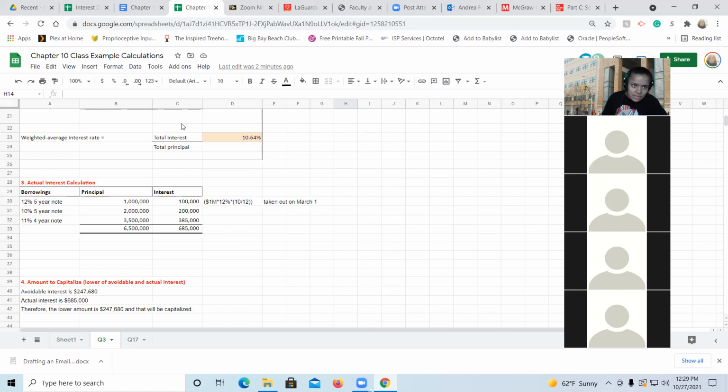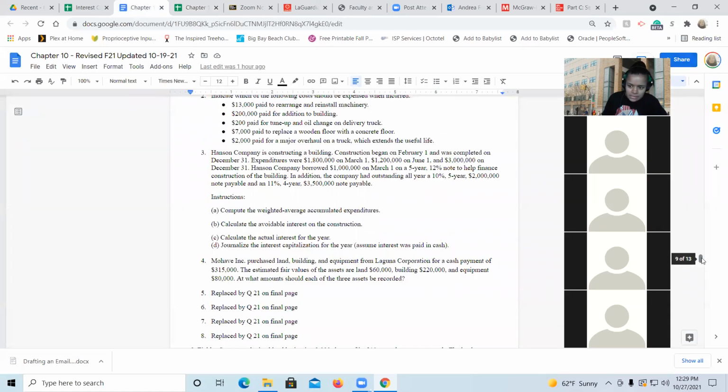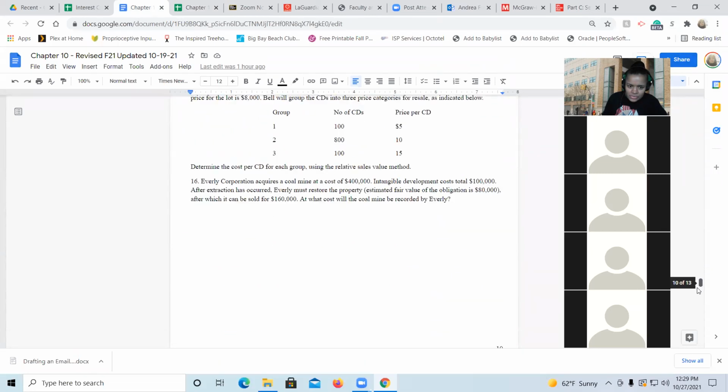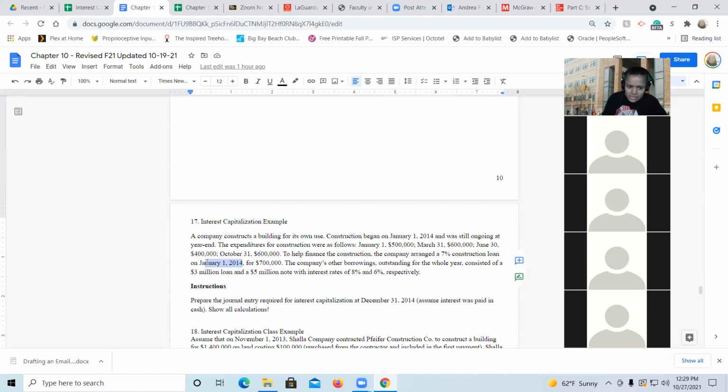Yes, because in this question, the debt wasn't taken out on March the 1st. It was taken out on January the 1st. So it's been outstanding for the whole year. I see. So 12 months out of 12 months. Okay. But 5 years. For this question three, it says borrowed 1 million on March first on 5 years. So that's why we need to calculate that.